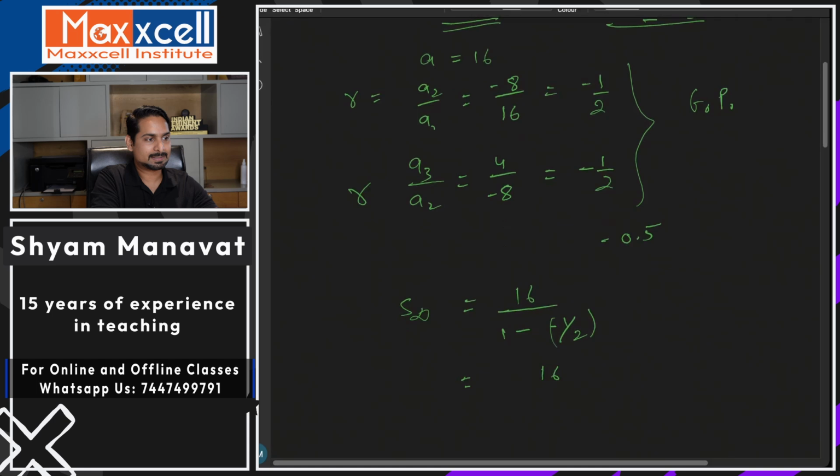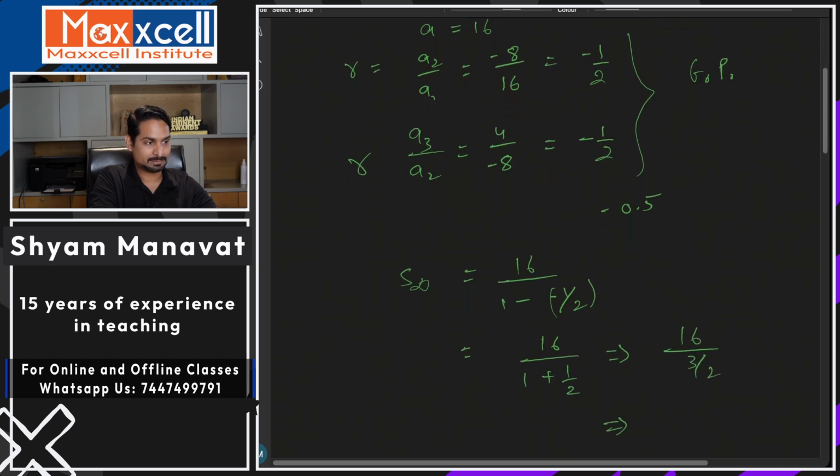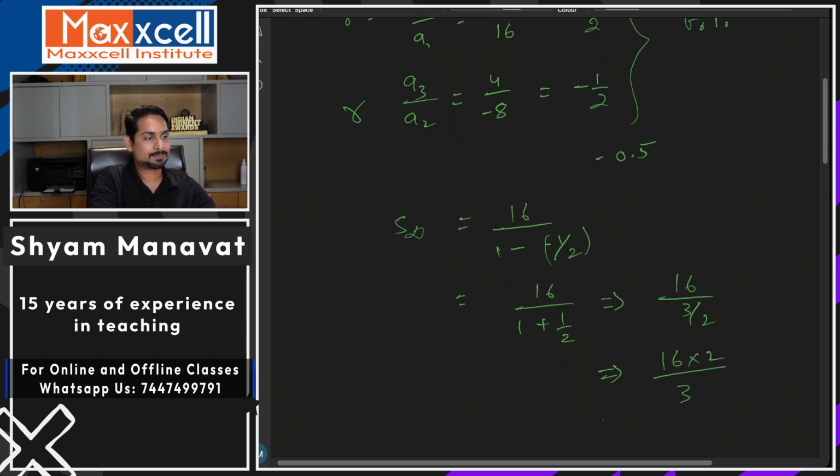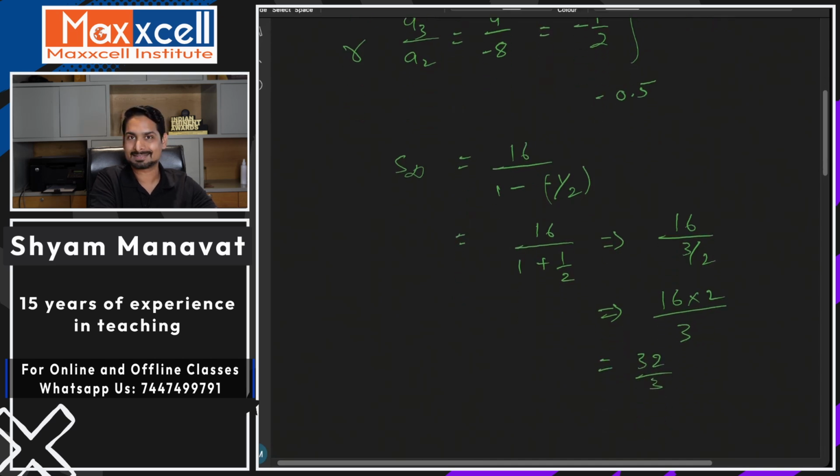Simplify: 16 by 1 plus 1 by 2. 1 plus 1 by 2 is 3 by 2. The denominator will go in the numerator. That becomes 16 into 2 by 3. So 32 by 3 is the answer. Yes, that is the sum of infinite terms in this particular case. I hope this is clear. No confusion.